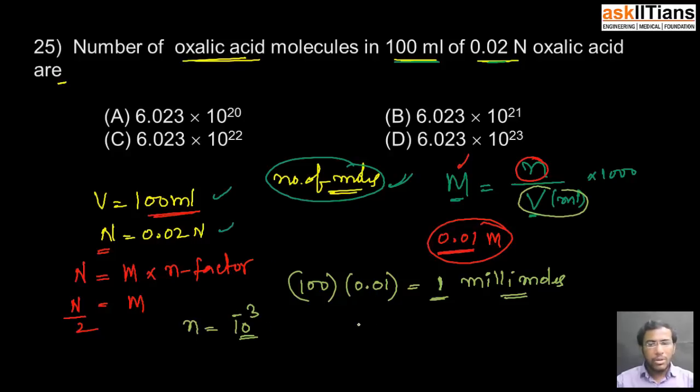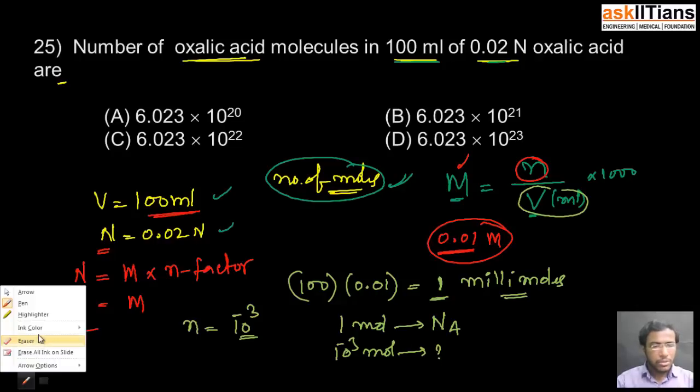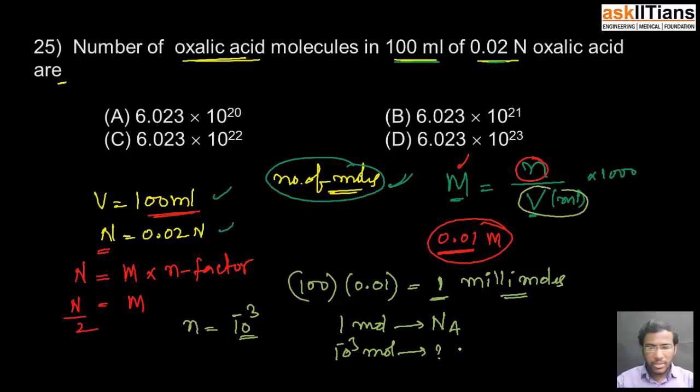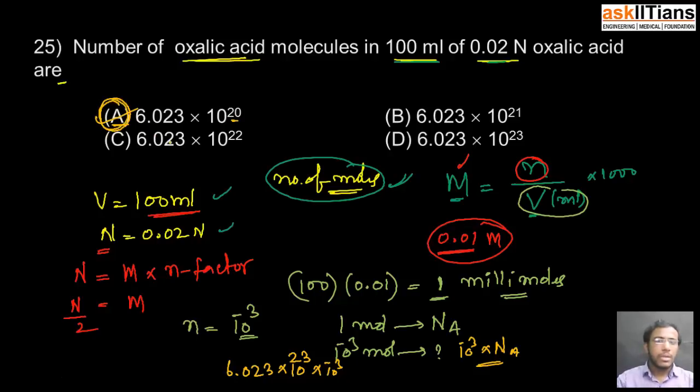We know that 1 mole contains Avogadro number of oxalic acid molecules. So 10 power minus 3 moles contain how many? This is what we are looking for. The answer is simply 10 power minus 3 into Avogadro number, which is 6.023 into 10 power 23 into 10 power minus 3. This will be simply 10 power 20. So you can blindly put this option. A is going to be the correct option.